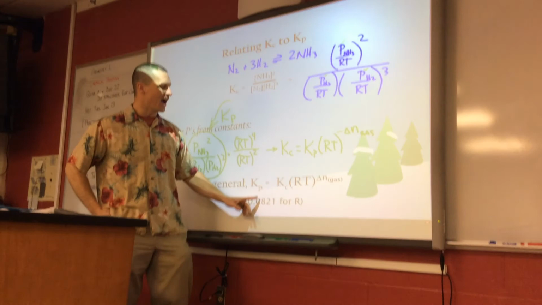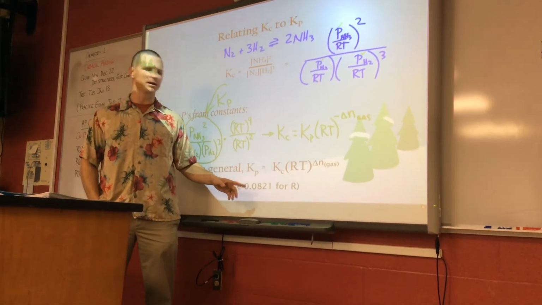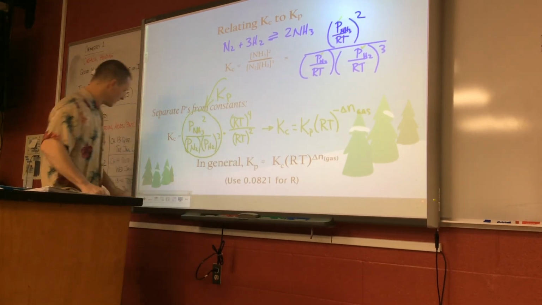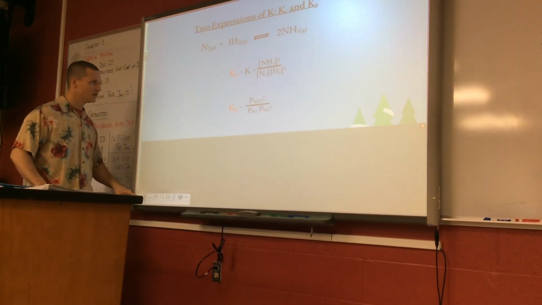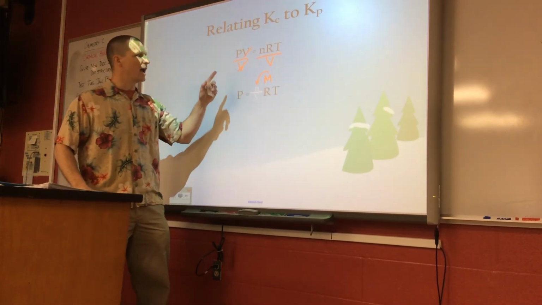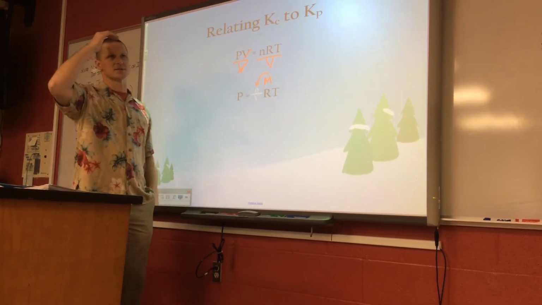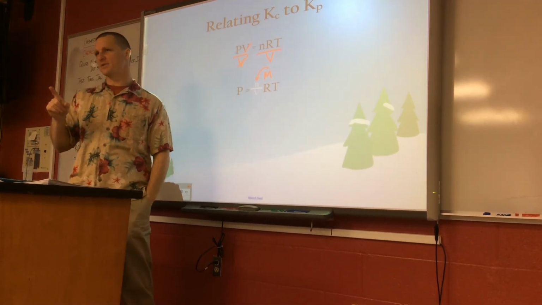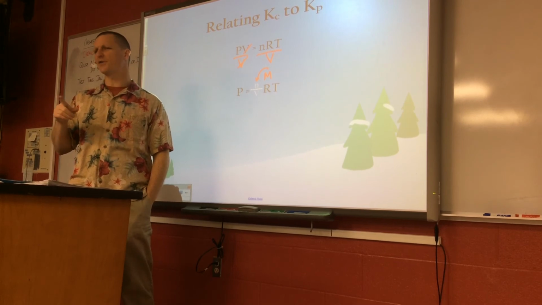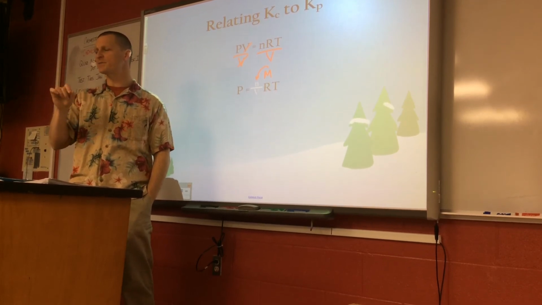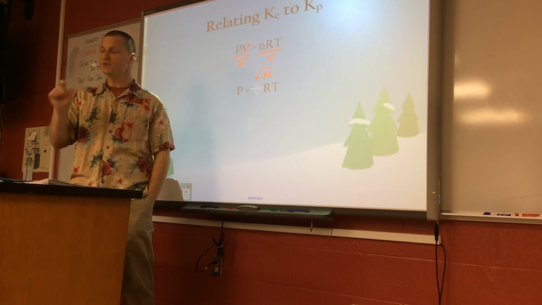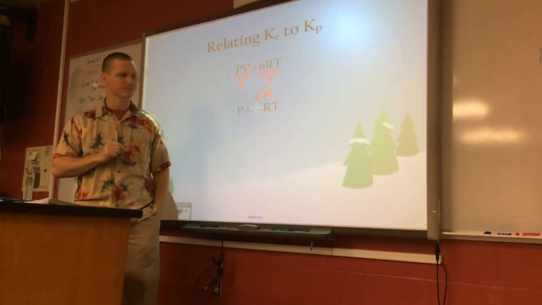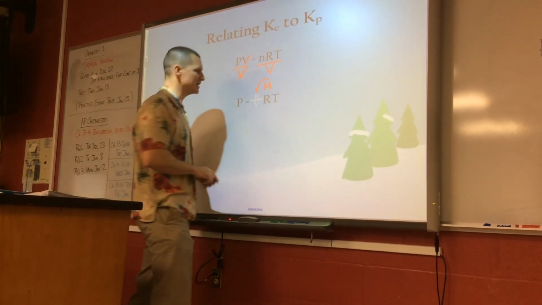Now here's the other thing. Everybody's looking at this and saying, hold on a second, this is not the right R. It is the right R, and here's why. The K expression has pressure over pressure. When you use KP, the pressure must be in atmospheres. Write that down for yourself. Using KP, pressure must be in atmospheres. So if you're given pressures that aren't in atmospheres, you need to convert before you find KP. What is R when your pressure unit is atmospheres?